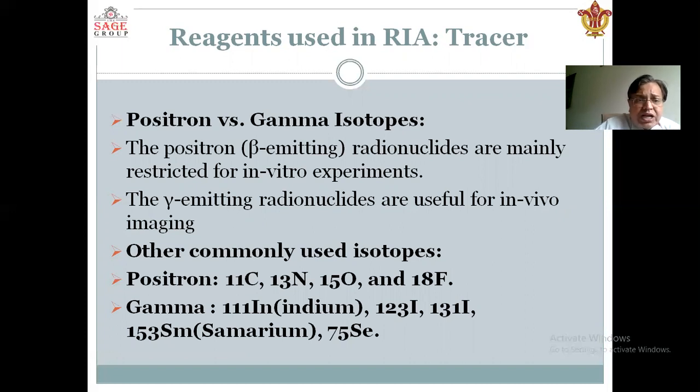Other commonly used positron isotopes: C11, nitrogen 13, oxygen 15, fluorine 18, etc. Gamma emitters: indium 111, iodine 123, iodine 131, samarium Sm 153, and selenium 75.